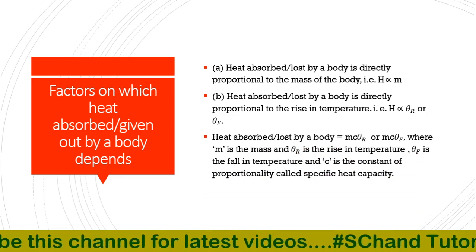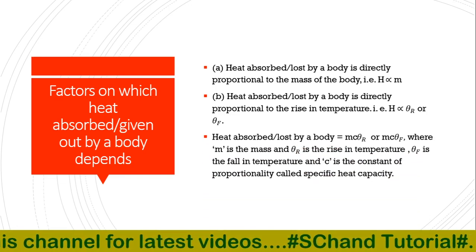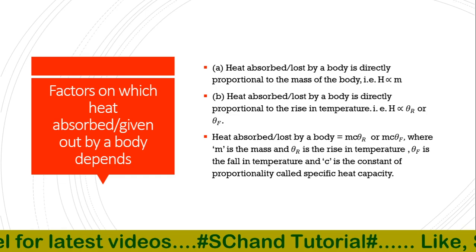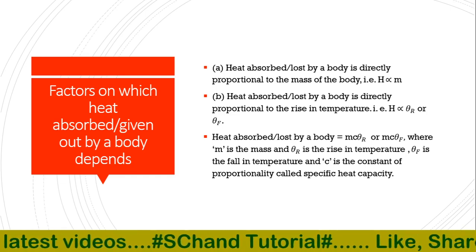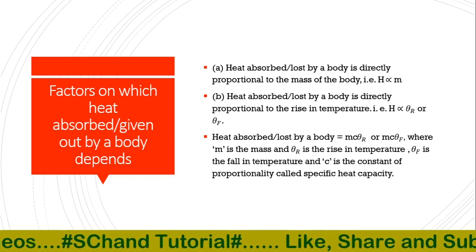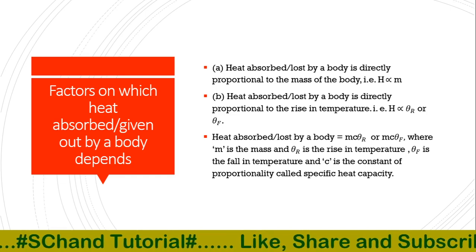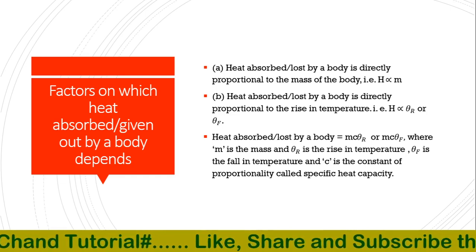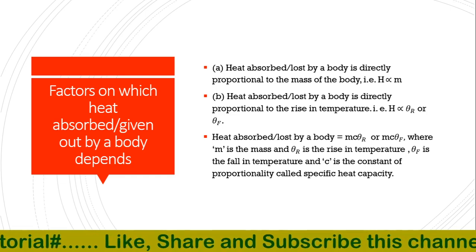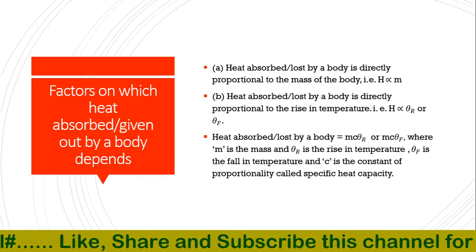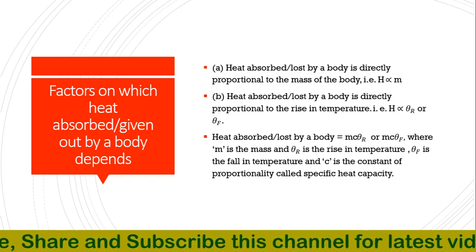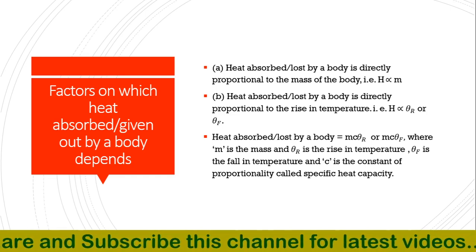So heat absorbed or lost by the body is given by m c theta R or m c theta F, where m is the mass of the body, theta R is the rise in temperature, theta F is the fall in temperature, and c is the constant of proportionality. That is called the specific heat capacity. So heat absorbed or lost is always represented by the formula m c theta, it can be theta R or theta F. Simply remember the formula for heat absorbed and heat lost. And c here is known as the specific heat capacity.